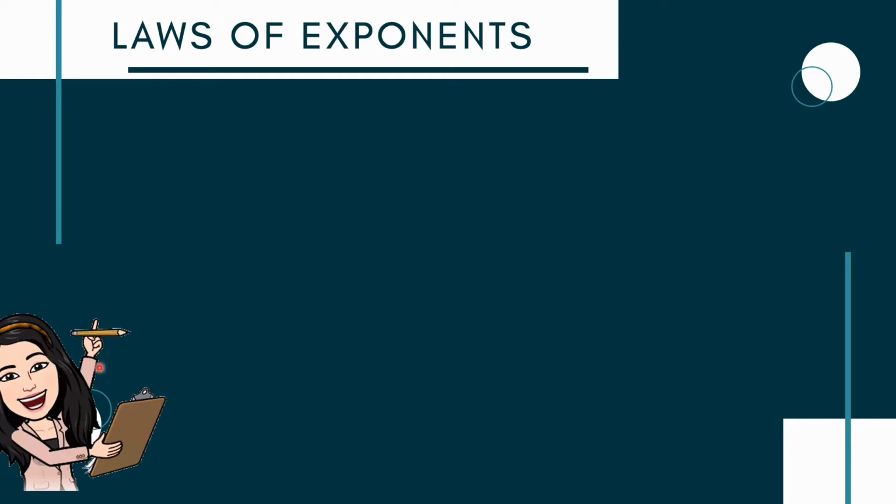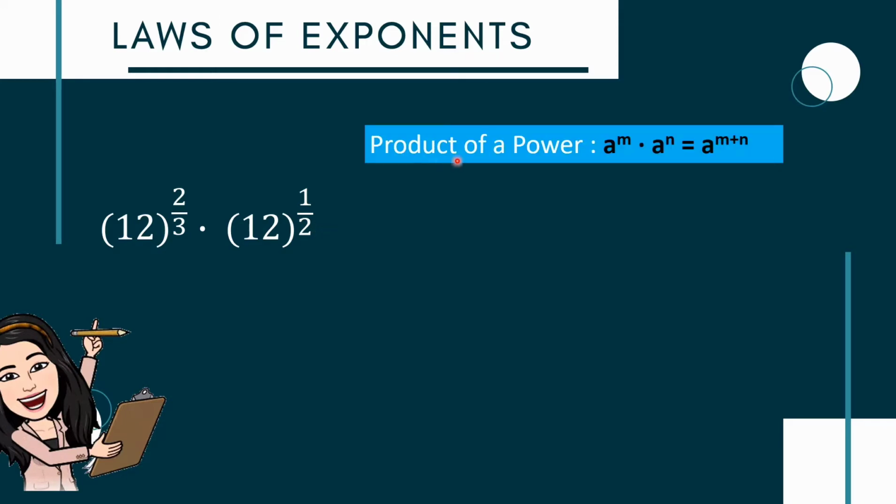Suppose that our expression is equal to 12 raised to 2/3 times 12 raised to 1/2. Again, we are going to apply the product of a power because we only have the same bases, so we need to add their exponents. This will become 12 raised to 2/3 plus 1/2. Our exponents are dissimilar fractions because their denominators are different. So what are we going to do? We need to make it a similar fraction.